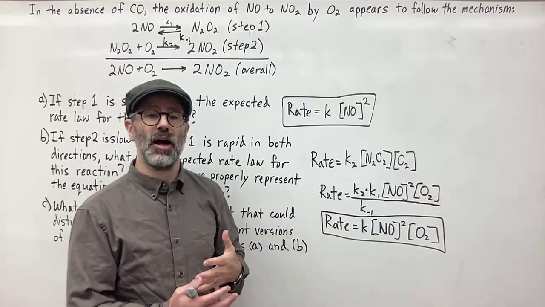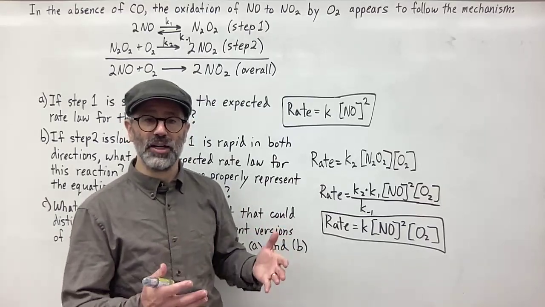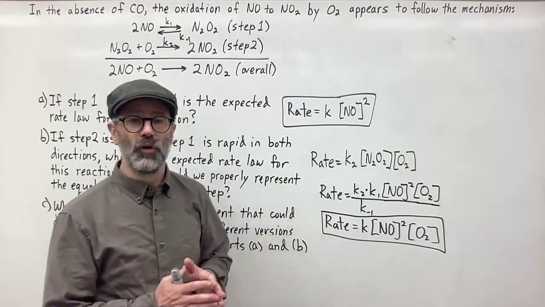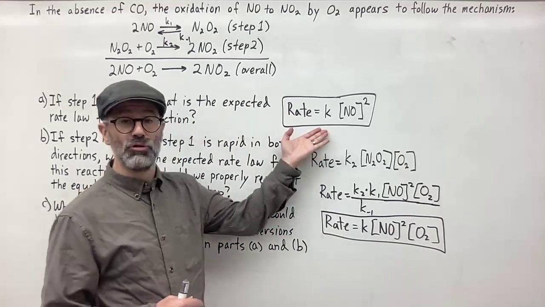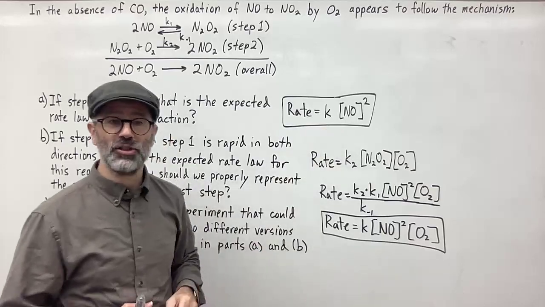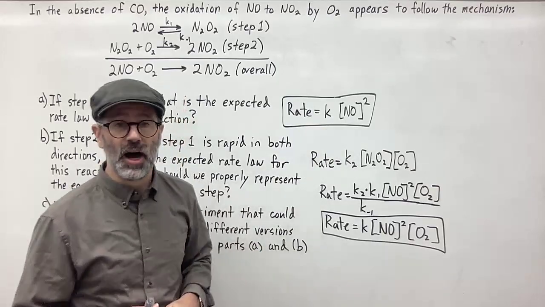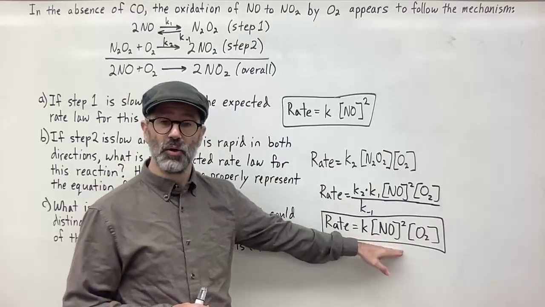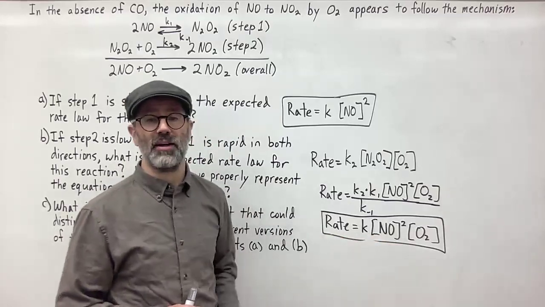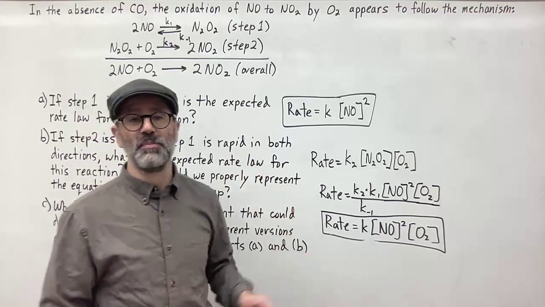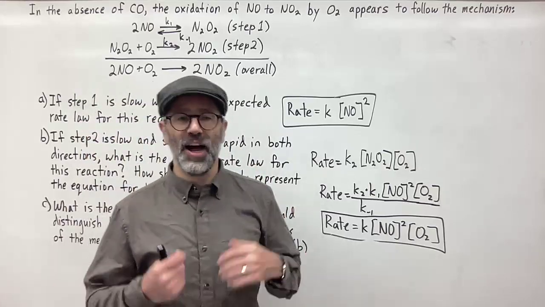If you change the oxygen concentration and it has no effect on the rate of the reaction over time, then you know that this is the rate law. If oxygen does have an effect on the rate of the reaction, then this will be the rate law, and you know that this is the mechanism. You know that the second step is going to be the slow step. So that's the simplest experiment you could do. I hope this is helpful.